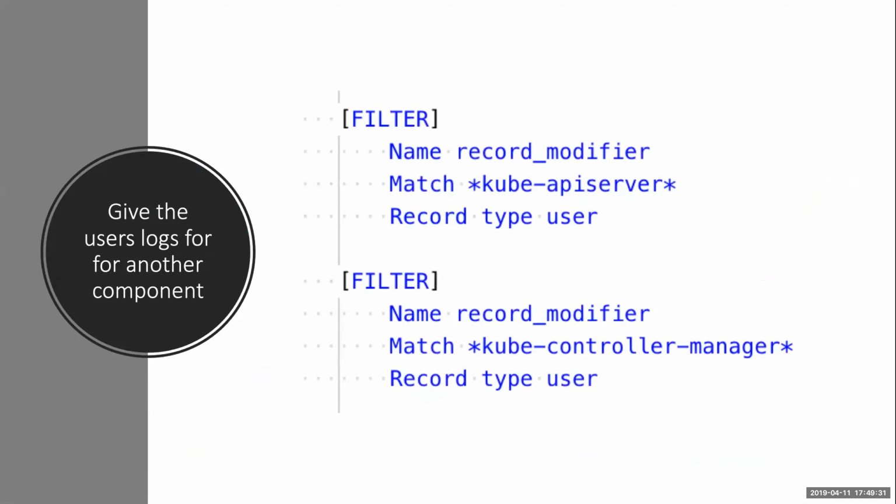So if you want, for example, to extend that logic and to give them logs for another pod, all we have to do is just to create another filter with 3 rows, and in the match, we just have to match the pod you want to expose. So that's easy, straightforward, and yeah, that's how we can expose another pod to the non-administrator users.